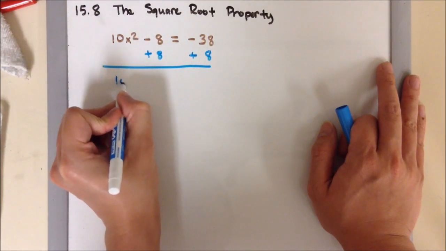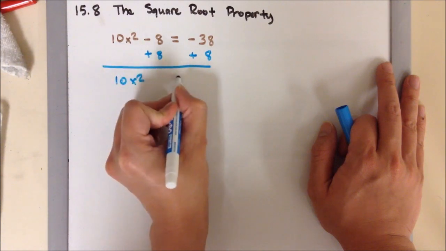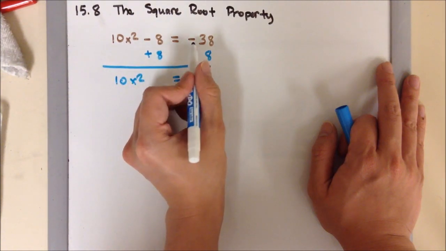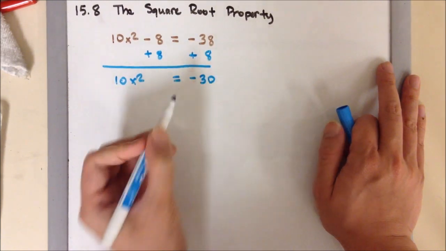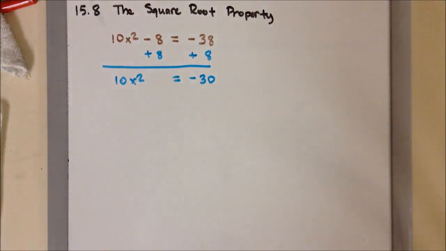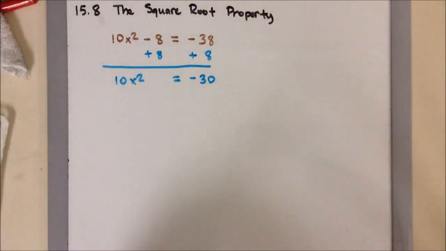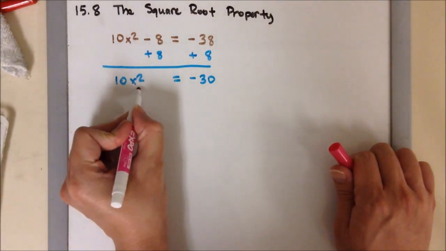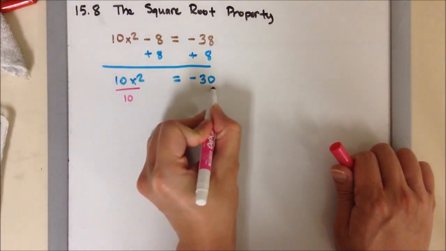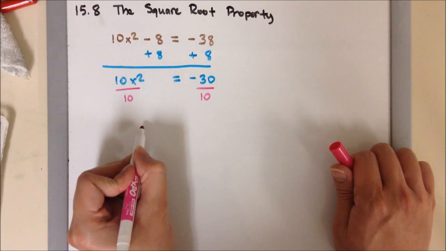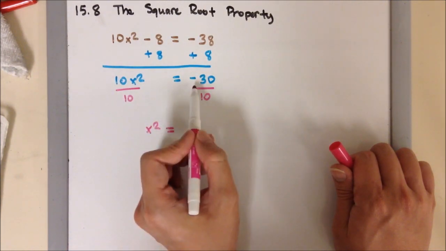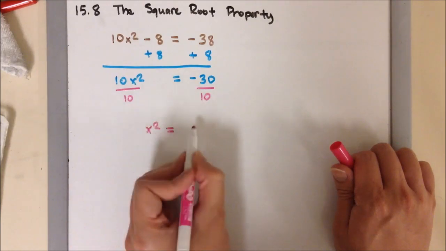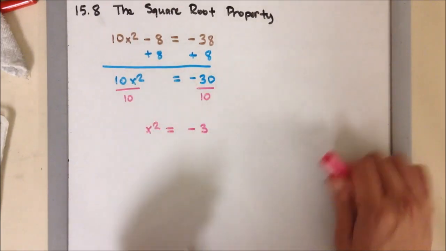So, I will have 10x squared on the left, and on the right, negative 38 plus 8 will be negative 30. From there, to get x squared by itself, I'm going to divide both sides by 10. So I'm going to have x squared equal negative 30 divided by 10, which is negative 3.